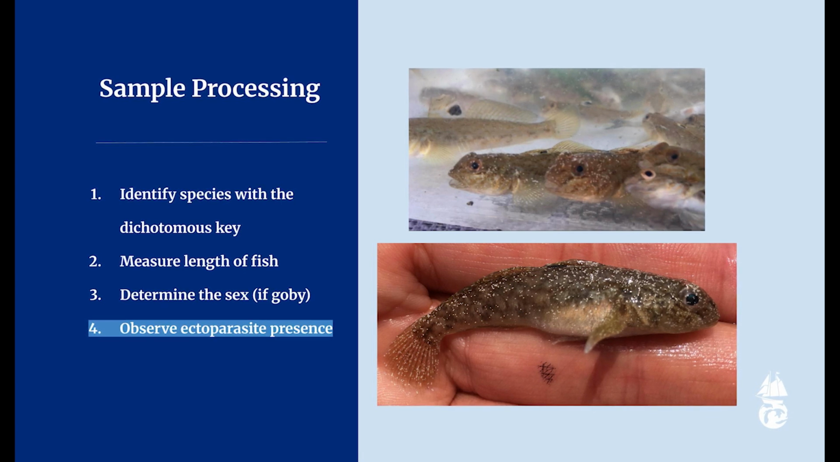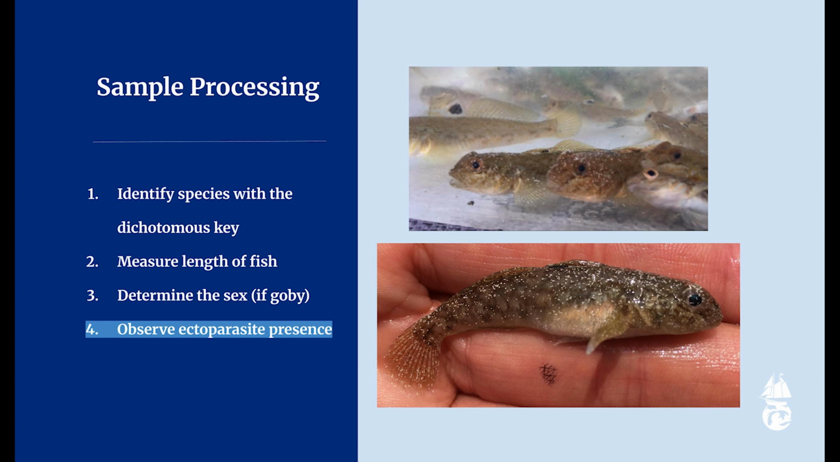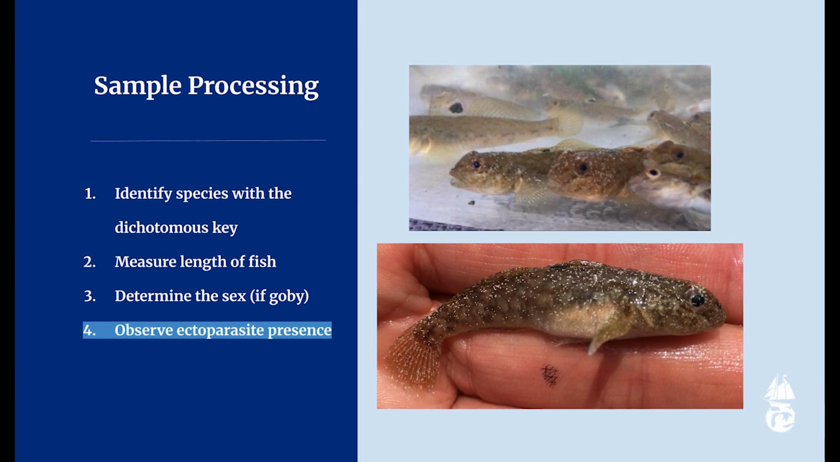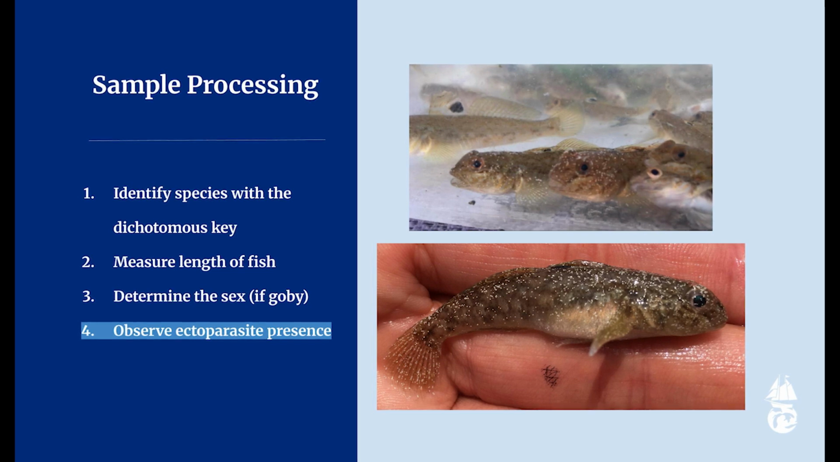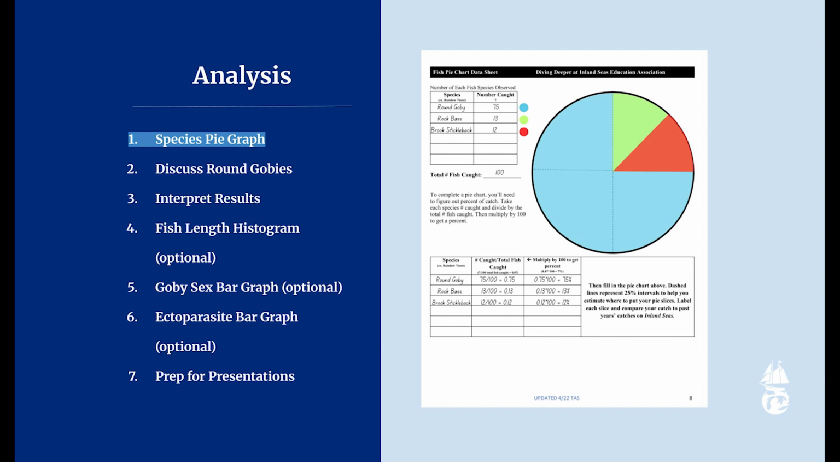Currently, we do not know what these parasites are or how they impact the fish. It is optional to keep track of parasite presence, but if your students choose to do so, have them look for small white dots like what is shown here on the fish's body. Have them record parasite load as presence or absence only. Once all fish are processed and the table is filled out, students should then move on to data analysis.